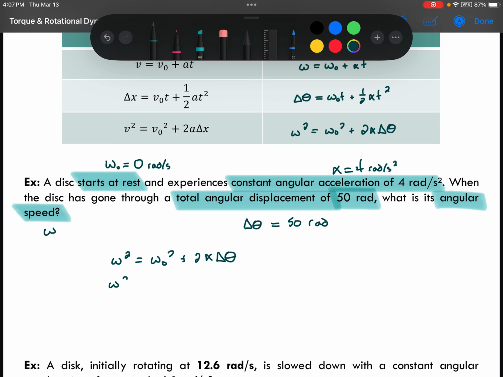And so we are looking for omega. We'll leave that variable in. The initial angular speed was 0 plus 2 alpha, where alpha is 4, and delta theta is 50. So omega squared is 2 times 4 times 50, so 400. And then we need to take the square root of both sides. And the angular speed at that moment is 20 radians per second.